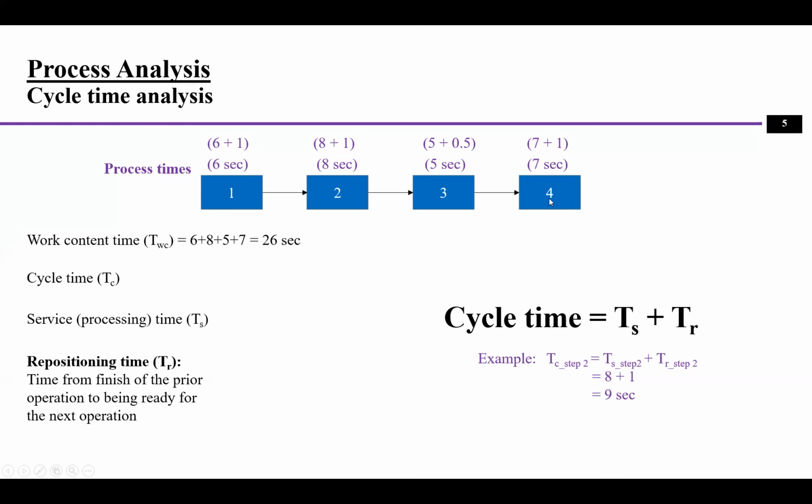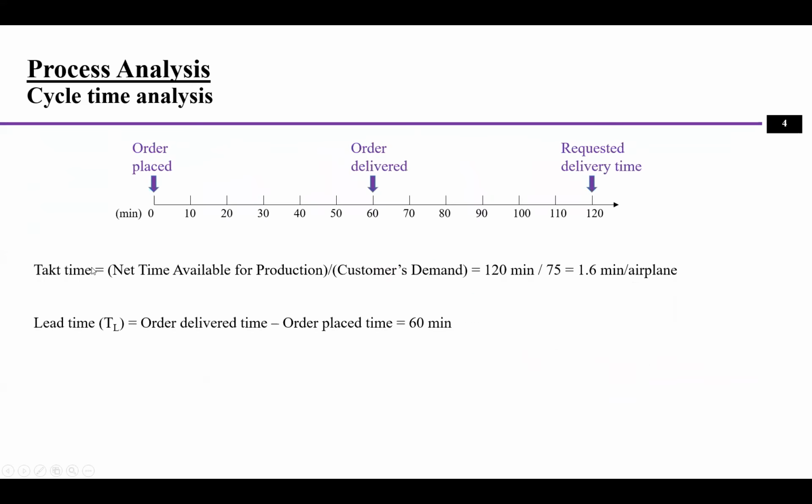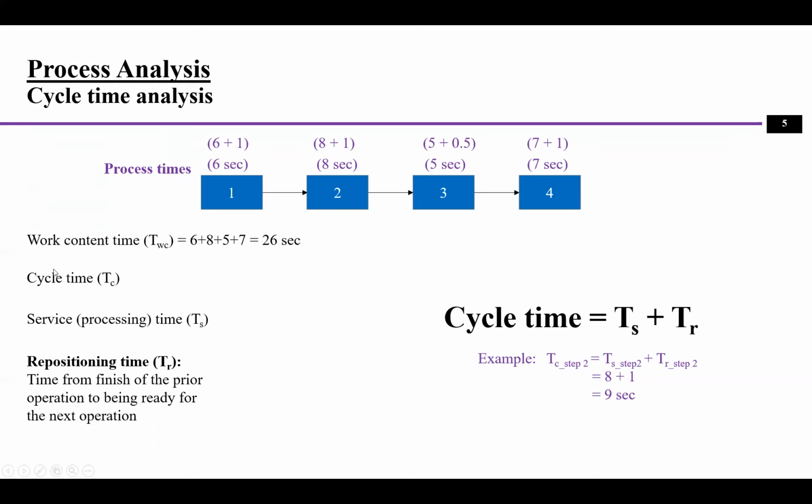All right. So how often can we get a complete paper airplane? Not every 26 seconds. Sometimes we can think about it this way. How often can we get a complete product? It's about 7 seconds. So this is the cycle time.